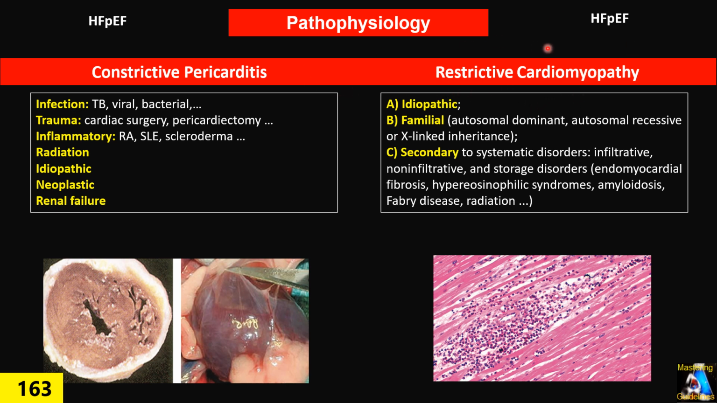Before I go ahead, I have to mention that in the old literature, sometimes they called it constrictive cardiomyopathy, and constrictive pericarditis they called restrictive pericarditis. But nowadays, the common names for these conditions are restrictive cardiomyopathy and constrictive pericarditis. The common feature among these two entities is one thing: both of them have diastolic dysfunction, but the pathophysiology of the diastolic dysfunction is different.